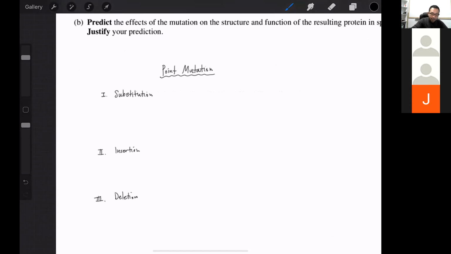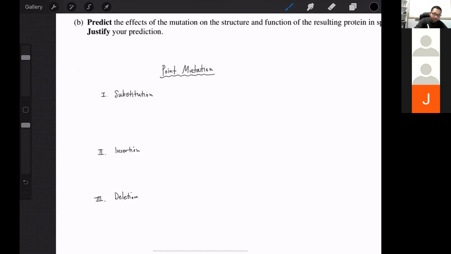All right. Now, here's the thing. With the substitution, we can actually derive several types of changes that could occur. The first is something that I've already mentioned. That's going to be called a silent mutation. Remember, a silent mutation is something like CCC changing to CCG, which then still ends up as proline. So that's going to be fine.